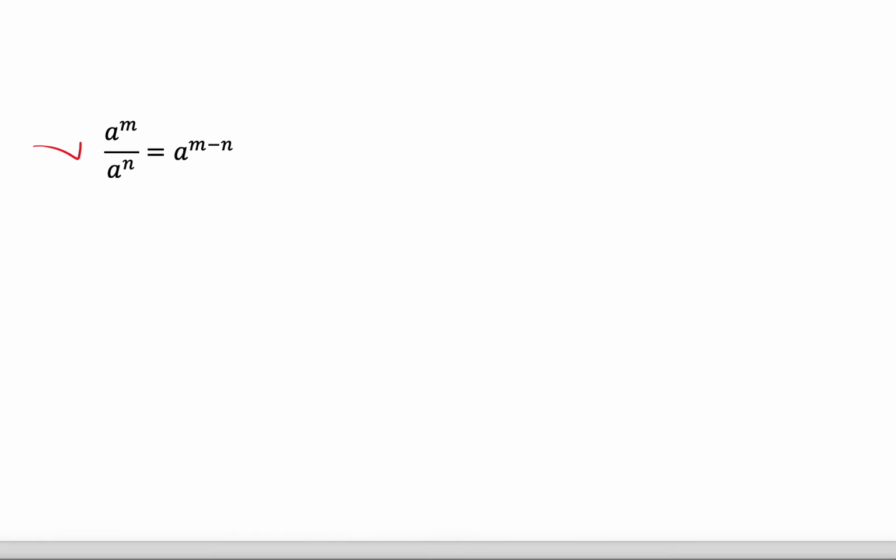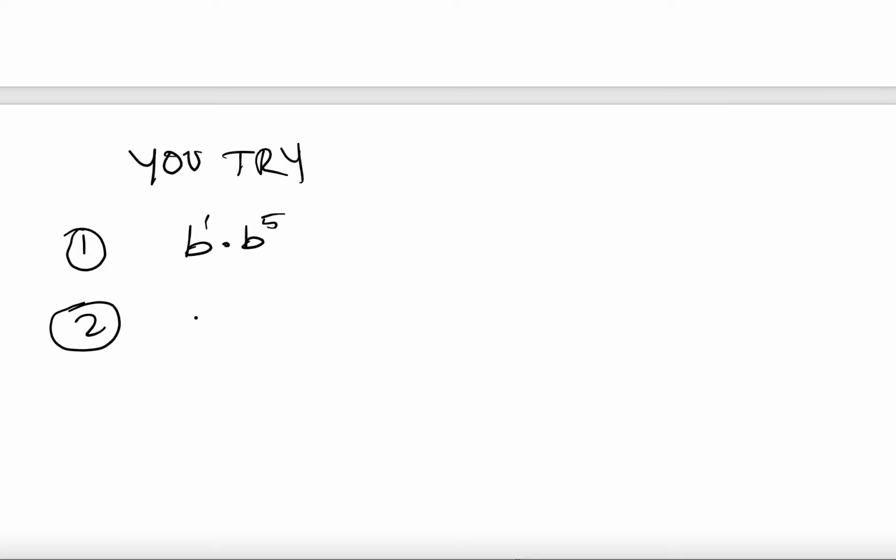Let me remove all of this. There we go. So now you try. Okay, so problem 1, give this one a try. b to the first times b to the fifth. Problem number 2, give this one a try. a to the 100 times a to the 200. Give this one also a try. a to the fifth power over a to the second power.